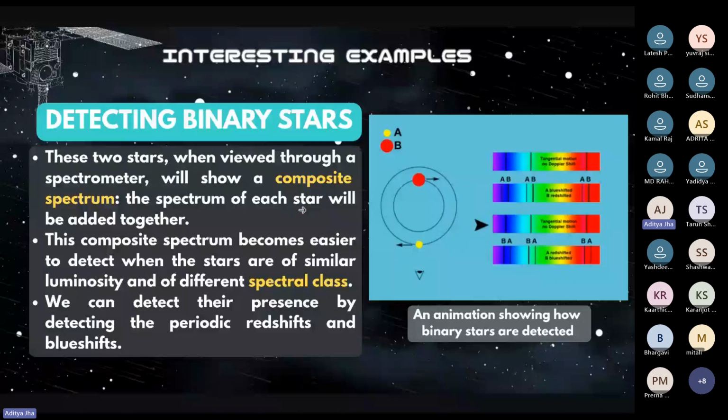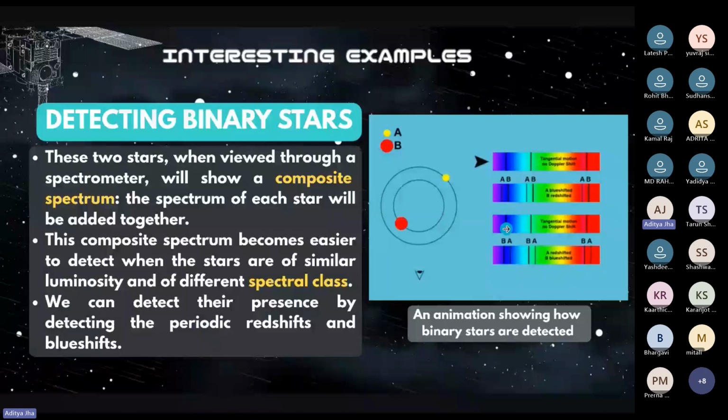Spectral class is basically how you classify stars into different groups based on the kind of spectrums they emit. So if they are of different spectral classes, they will emit different kinds of spectrums, and so it's easier for us to differentiate between them, and if they have similar luminosity, we can compare between them in an even easier way, right? And because they're revolving about each other, we can detect their presence by detecting the periodic red shifts and blue shifts in their spectrums.